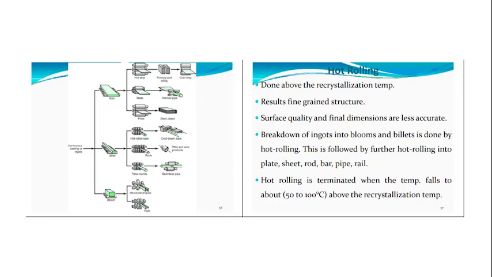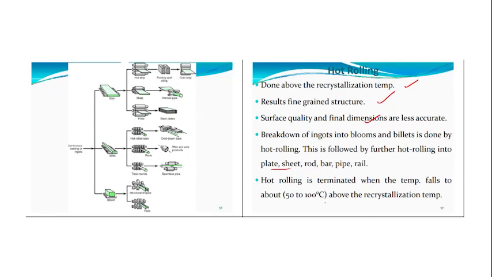Hot rolling, same as hot working, will be done above the recrystallization temperature. Fine grain structure will be achieved. Again, surface quality and final dimension will not be as good as cold rolling. The ingots, blooms, and billets that we have seen are broken down by hot rolling. Then further we do hot rolling, and make plate, sheet, rod, bar, and pipes.